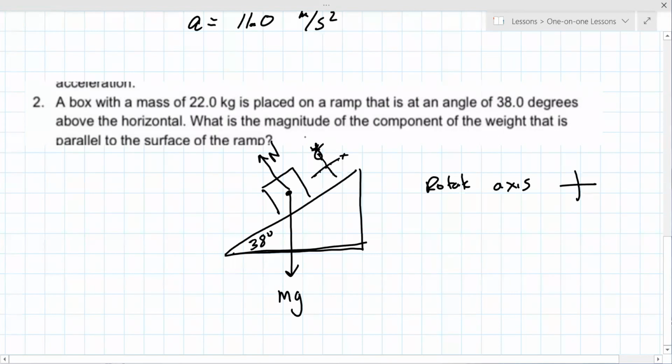So the normal force is still going in the y direction. But the problem is mg is not. Mg has both a component in the x and the y direction. And there's a lot that goes into this. This is a trigonometry thing, a physics thing. But mg has a component that is in the y direction, and then a component that's in the x direction.